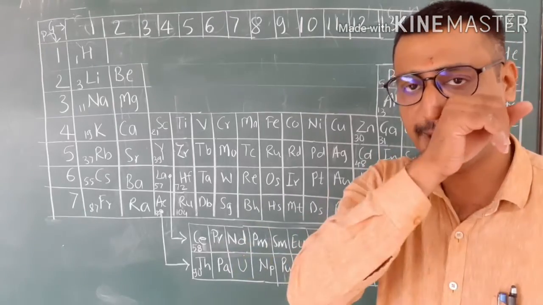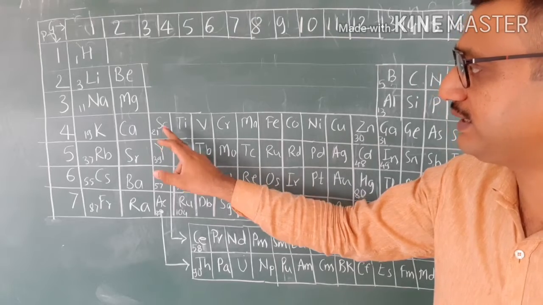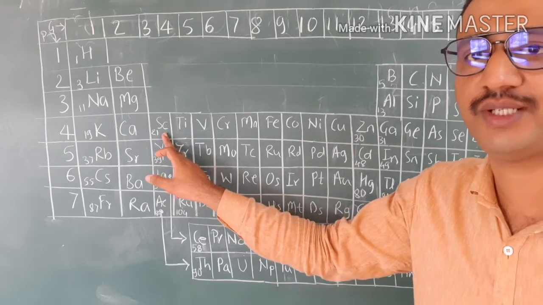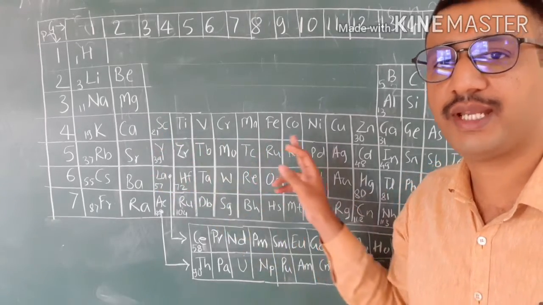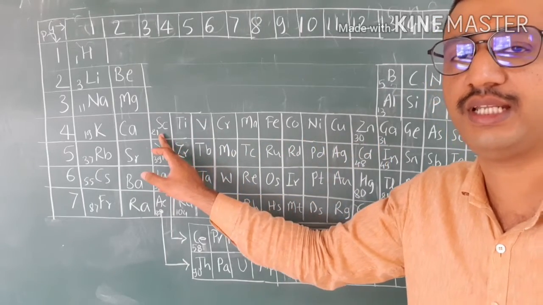Okay students. Now the d block first series starts from scandium, atomic number 21. Scandium, titanium, vanadium, chromium, manganese, iron, cobalt, nickel, copper, zinc. This is the 3d series, the electronic configuration.